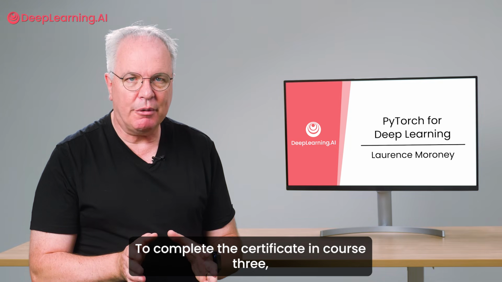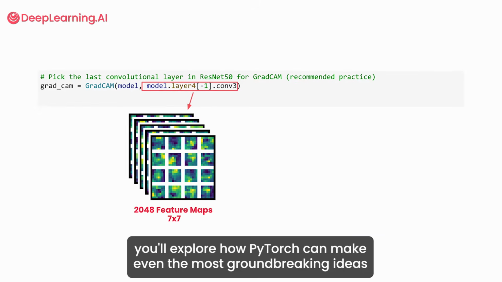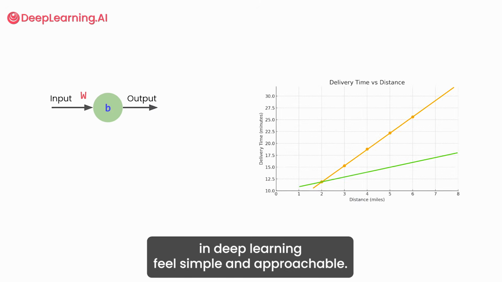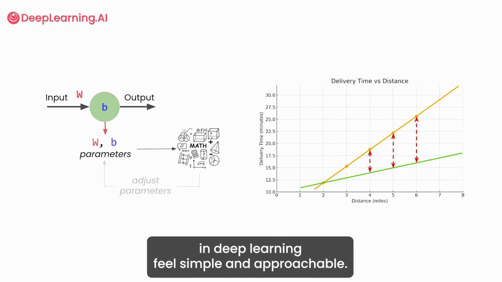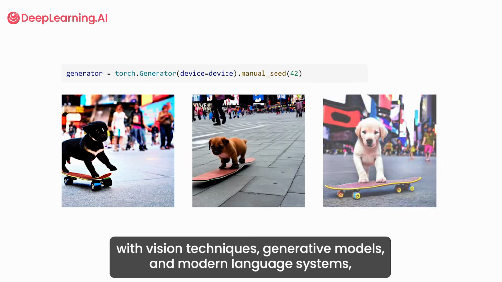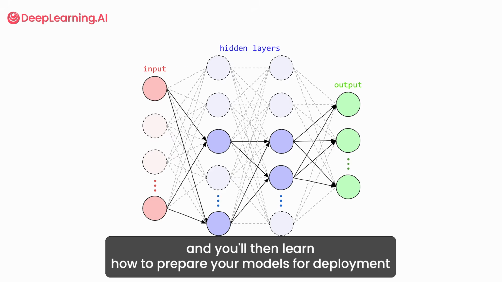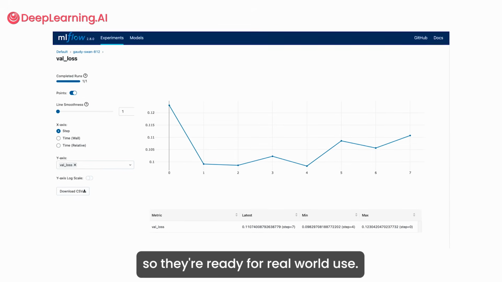To complete the certificate in Course 3, you'll explore how PyTorch can make even the most groundbreaking ideas in deep learning feel simple and approachable. Along the way, you'll work with vision techniques, generative models, and modern language systems, and you'll then learn how to prepare your models for deployment so they're ready for real-world use.